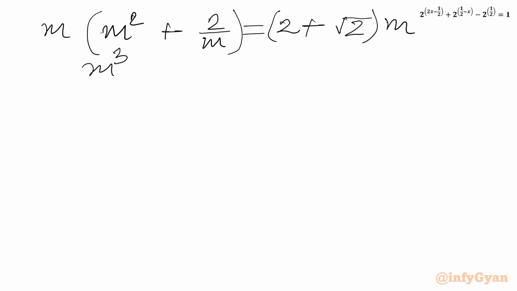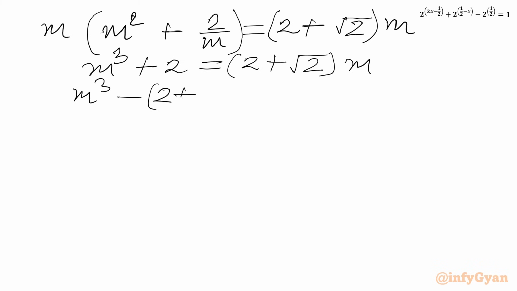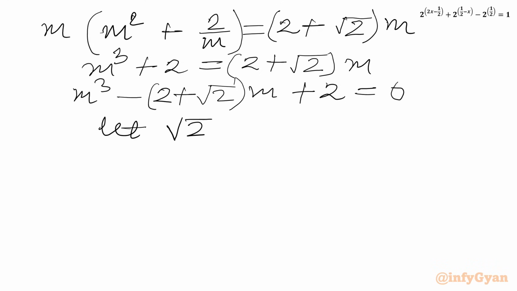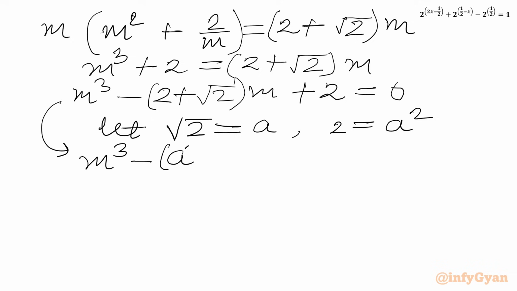So I will get m cube plus 2 equal to (2 plus square root 2) times m, or we can write m cube minus (2 plus square root 2) times m plus 2 equal to 0. Now I will assume square root 2 as a. So 2 will be equal to a square. So I can write our equation as m cube minus (a square plus a) times m plus a square equal to 0.